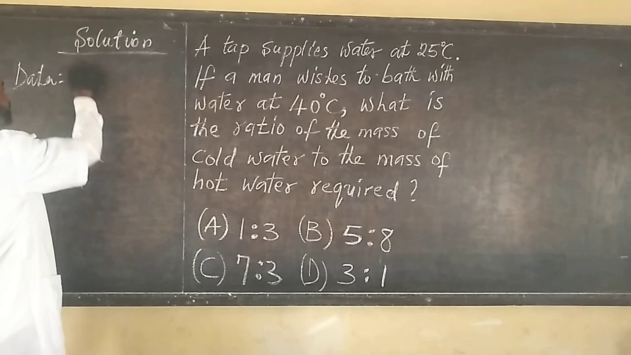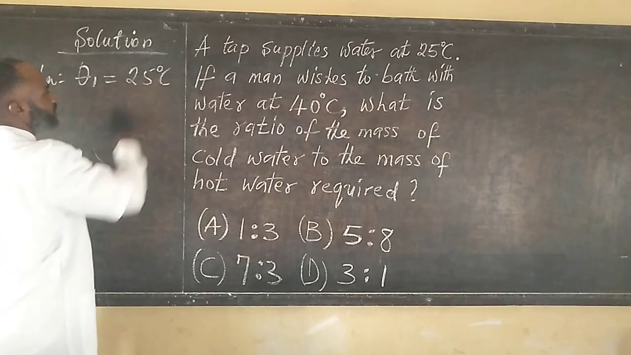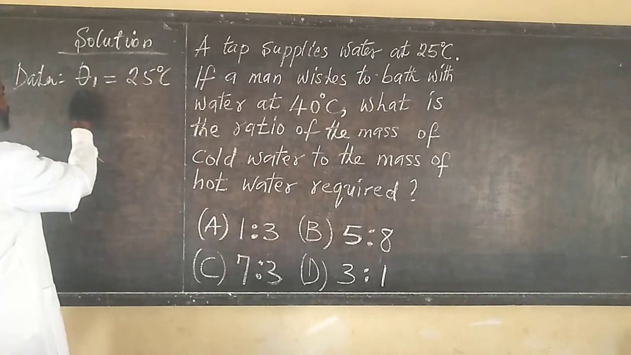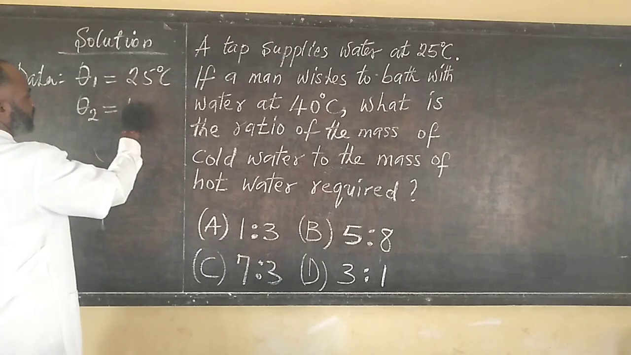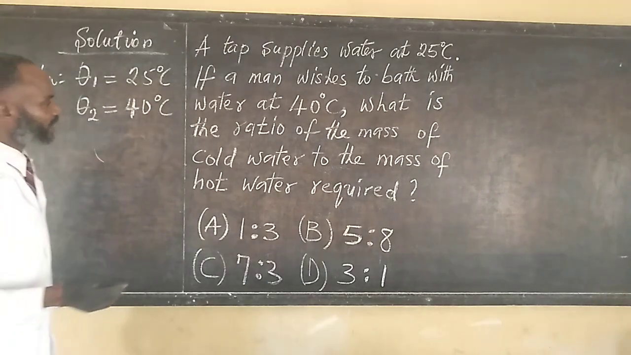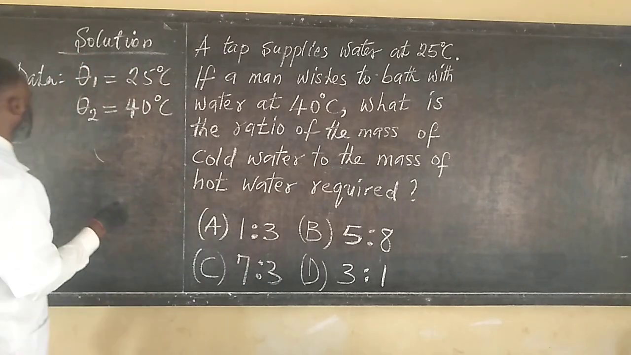Theta 1, temperature 1, is 25 degrees Celsius. Temperature 2 is 40 degrees Celsius. What next? Cold water and hot water, so we must differentiate them.